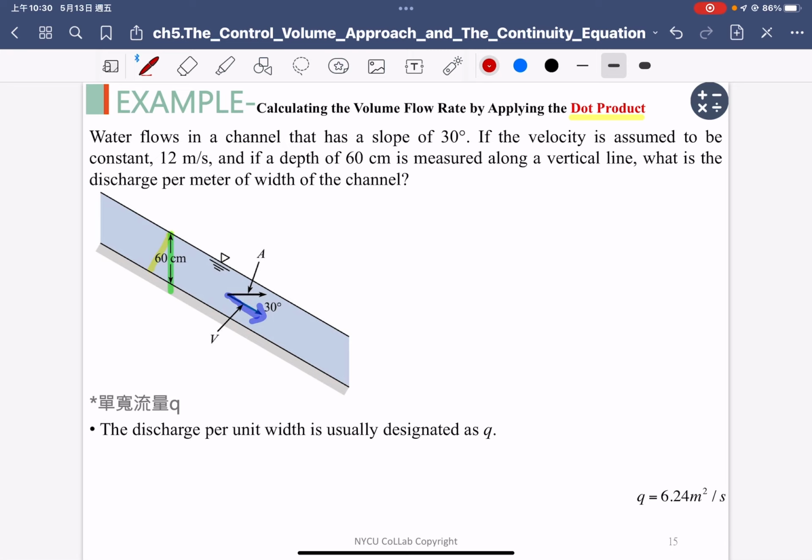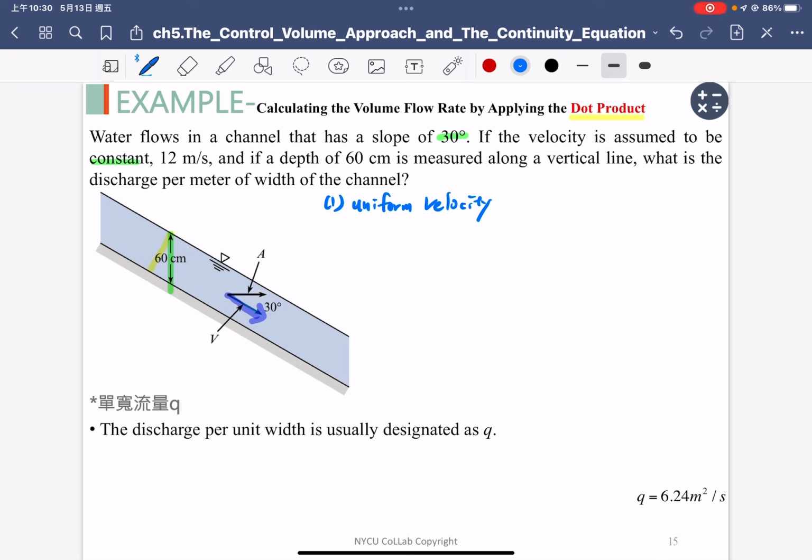So the setup is that the water flow in the channel has a slope of 30 degrees. And the velocity is assumed to be constant, which means this is uniform flow, right? For uniform flow, we don't need to use integration because the velocity is uniform, so it is always constant. So we know our first condition is uniform flow, so the velocity is always a constant value.